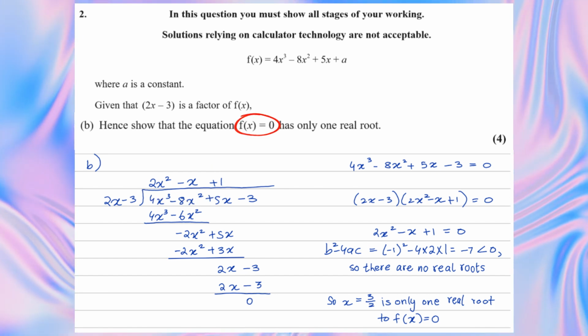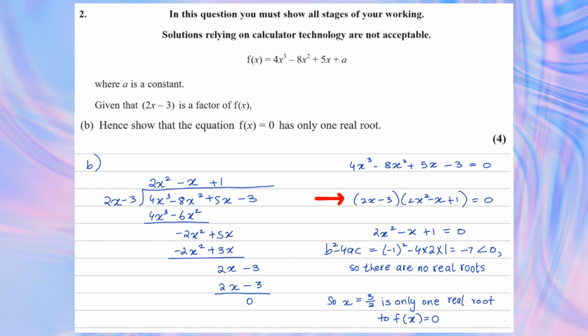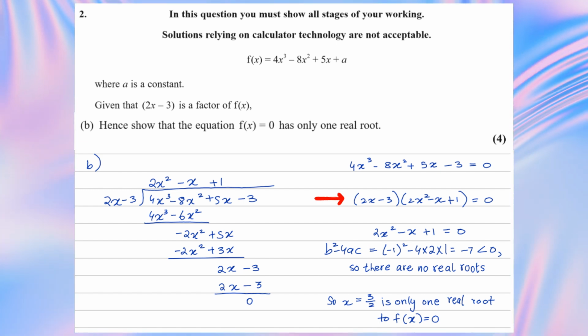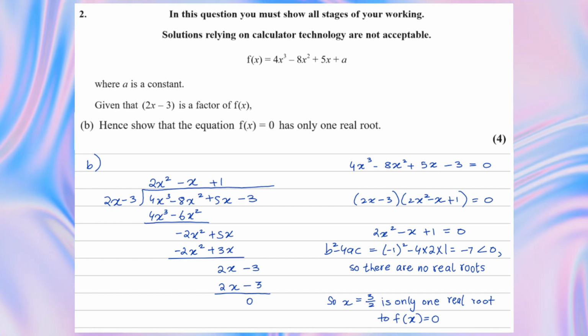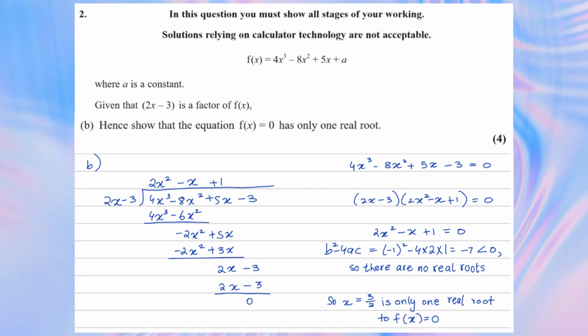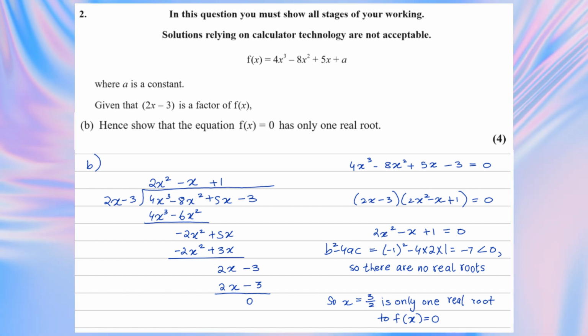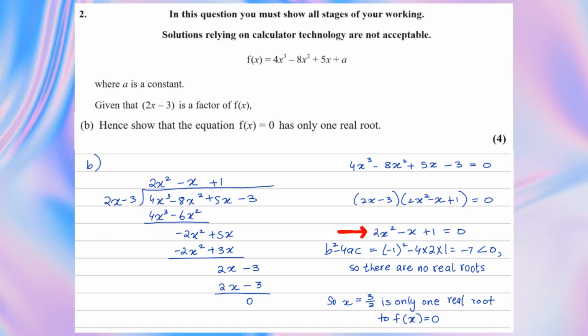This means that we can write f of x equals 0 as 2x minus 3 into 2x squared minus x plus 1 equals 0. The first root of this equation is found by simply setting 2x minus 3 to 0 and solving for x. We did this in part A, and we got x equals 3 over 2. We can get the other root by setting this quadratic expression we found equal to 0.